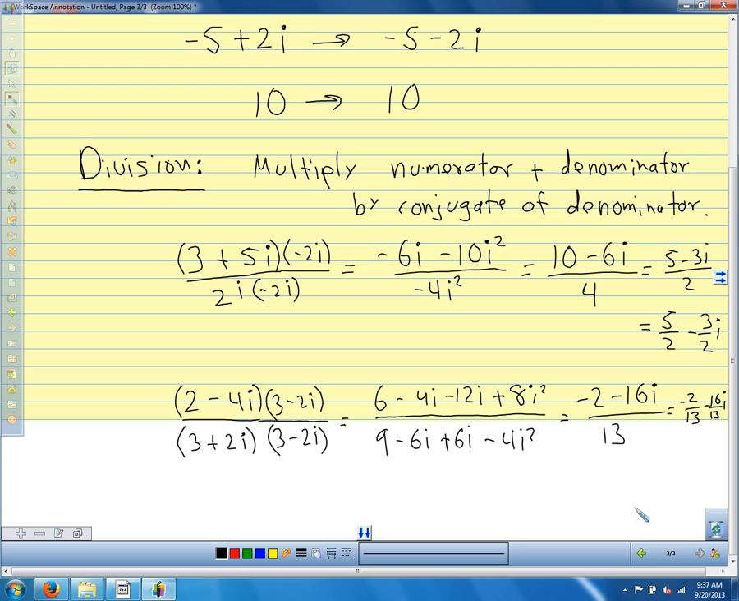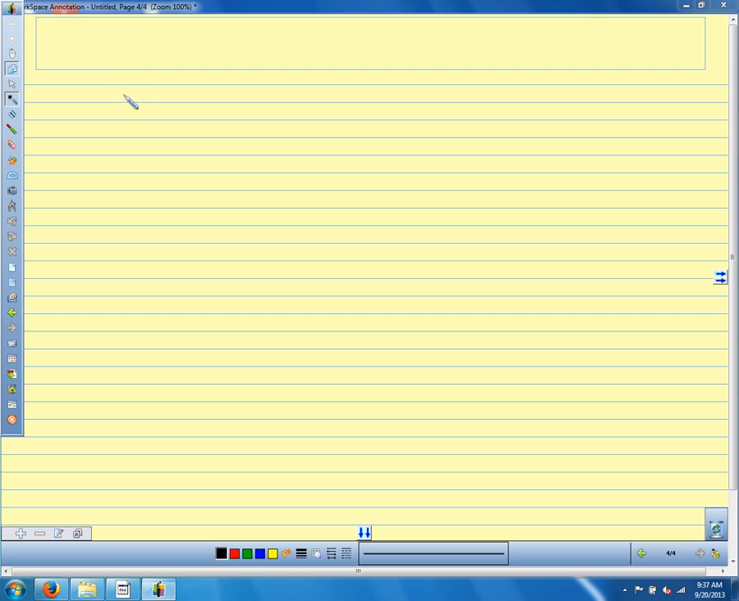All right, one last thing to talk about is taking the square roots of not just negative 1, but the square roots of negative numbers. And this is what we call the principal square root.